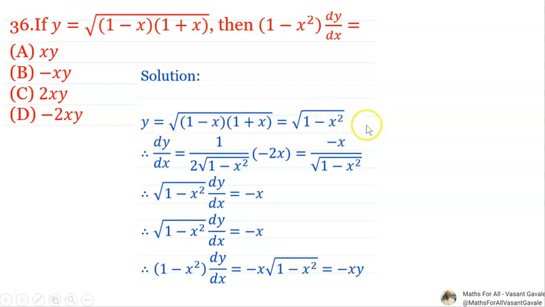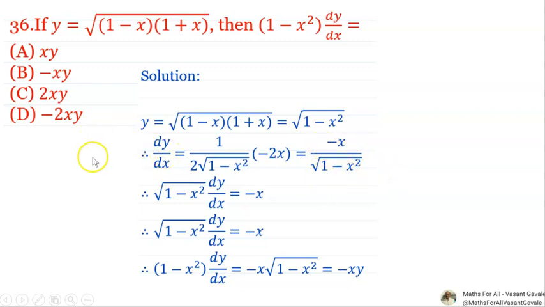मग याचा डेरिव्हेटिव्ह, y is equal to root of 1 minus x square चा डेरिव्हेटिव्ह किती? dy by dx is equal to 1 upon 2 root of 1 minus x square into derivative of 1 minus x square. 1 चा डेरिव्हेटिव्ह किती तर 0. Minus x square चा किती तर minus 2x. 2 get cancelled. Minus x upon root of 1 minus x square. Therefore, dy by dx is equal to minus x upon root of 1 minus x square.